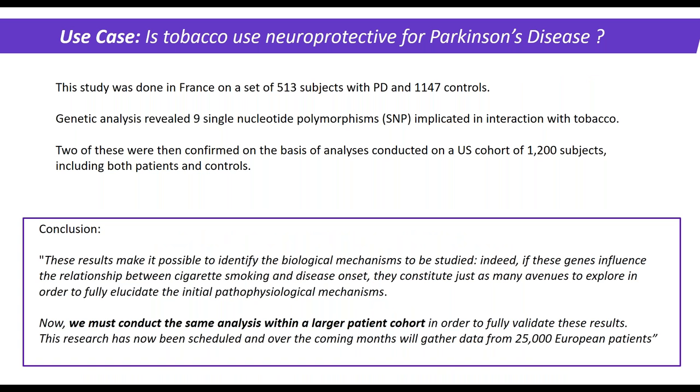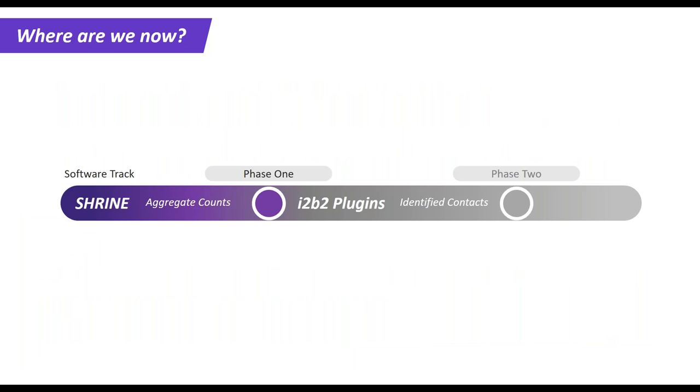They ended up with 513 people who had Parkinson's disease and a bunch of controls. They found 9 SNPs. They then were able to verify that 2 of the SNPs are significant, and so they want to go further. And they're not using ACT, but this is somewhere that ACT could be useful, because they did state in their paper that they really needed more power, and they are going to do multi-site trials with people across Europe. So we're using this as our use case today to talk about our tools.